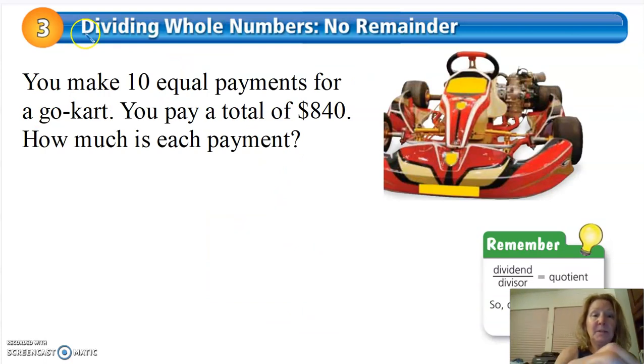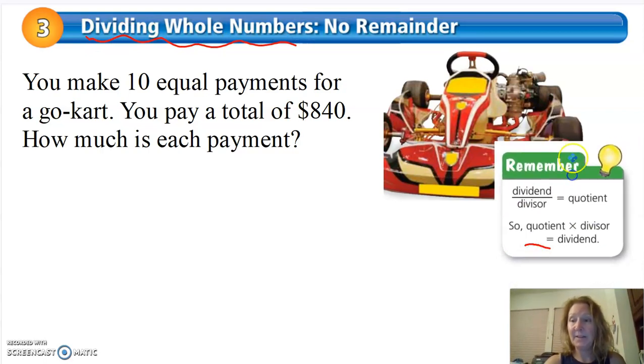Oh, well, here's a big clue up here. It says dividing whole numbers. I wonder if this will actually be division. I'm going to move this over so you can see that. And I'm going to just go ahead and erase that.